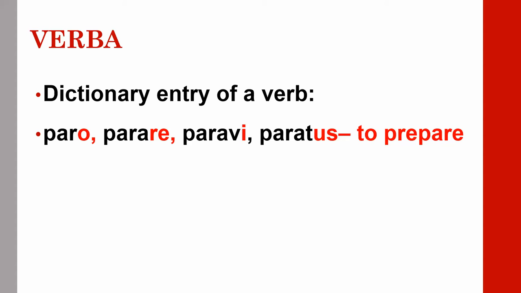Notice that I've highlighted in red each of the endings, the O, the RE, the I, and the US, because those are common. You are going to see them on most verbs. You'll see 4 parts, you'll see those endings, and you'll see the definition as to whatever. When you're taking quizzes for me, you want to put the definition down as to prepare or just simply prepare, as well as on your homeworks.